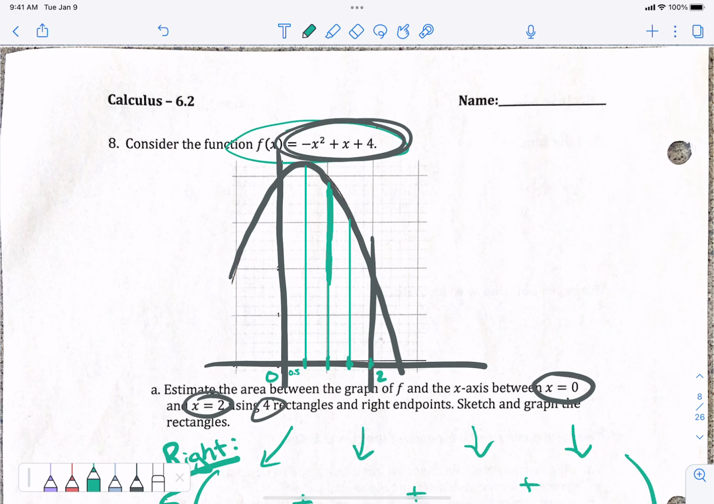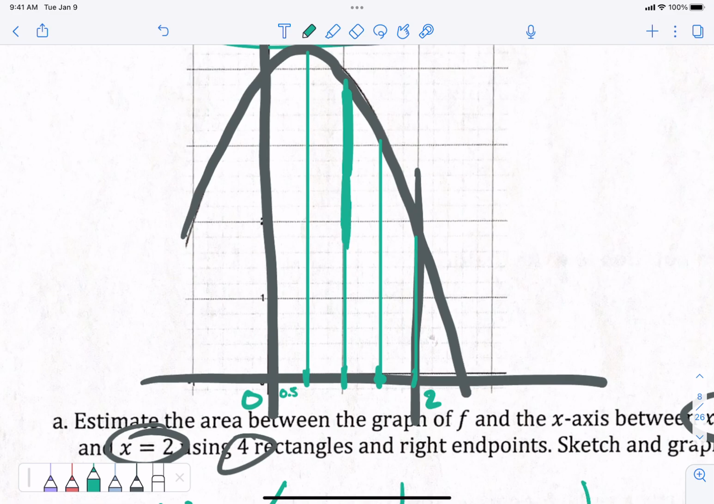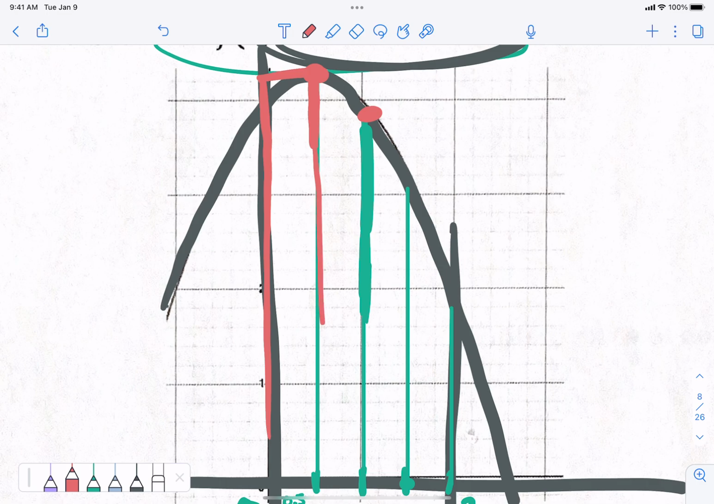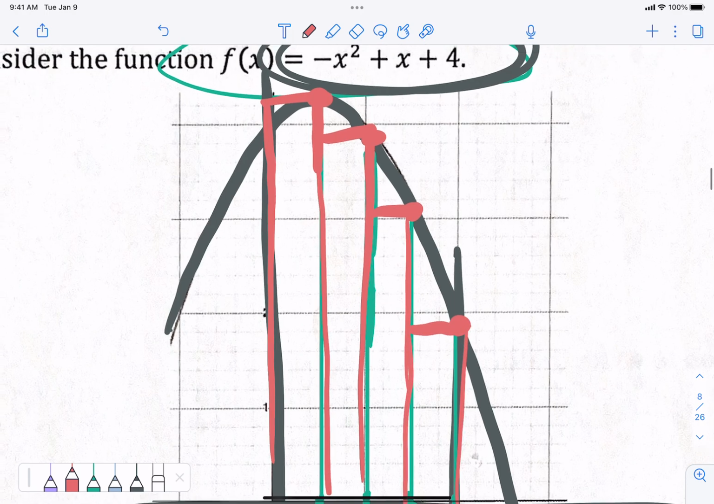Now it's lining up straight. Okay, so we want it to touch on the right side, because we're doing right endpoints. So if I'm going to make my rectangles, it has to touch on this corner right here. This is how tall my rectangle is going to be. It's touching here on the right side, here, here, and here. Okay, good. Those are my right sides.